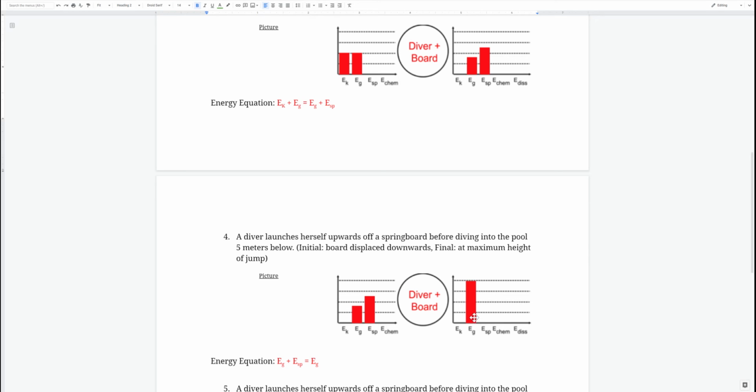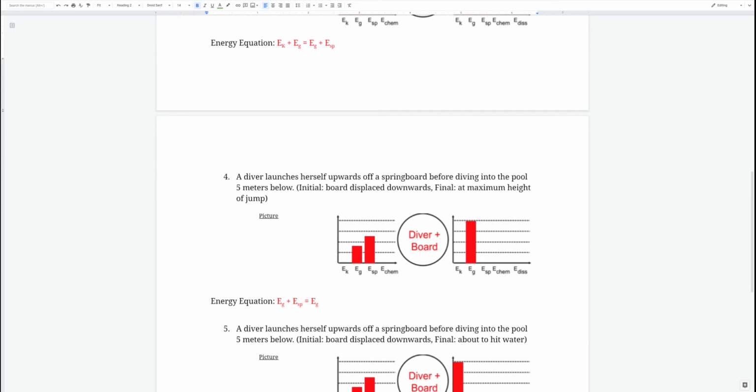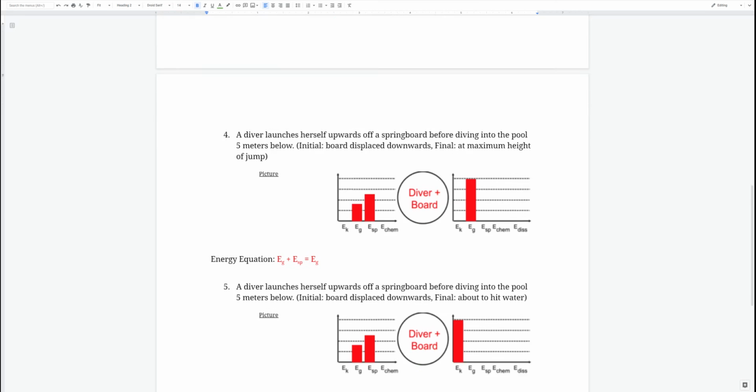This is assuming she jumps straight up. If she jumps out a little bit, maybe she's still moving at the top. She might have a little bit of EK here. That would also be fine. But just based on our interpretation, all EG. So that means she went straight up, and this is at her highest point, and she's hanging in the air there for a second. So she stopped going up. She hasn't started to come back down yet. Our energy equation is just EG plus E spring equals EG at the end.